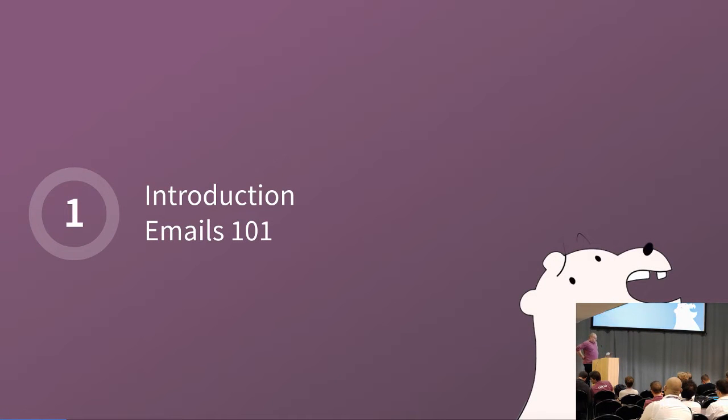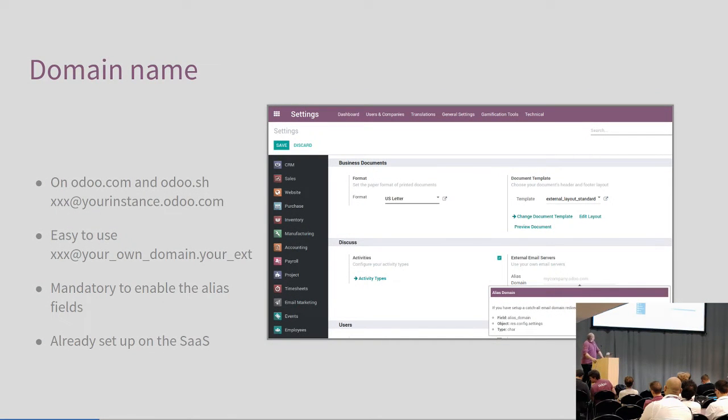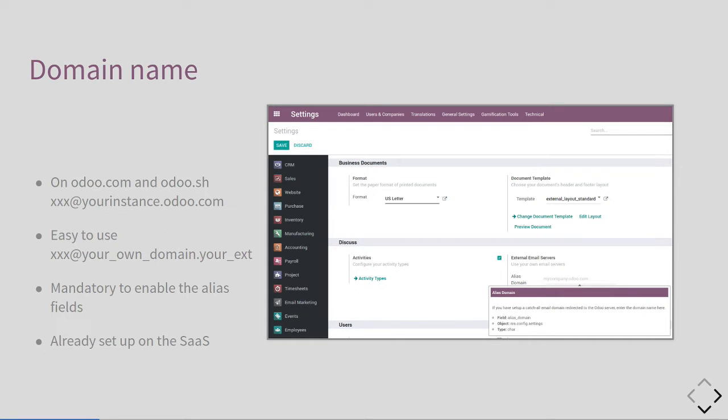So, an introduction. First of all, you have the capability to configure your own domain name for emails within Odoo. If you forget this step, the following steps will be harder to achieve, because if you do not configure this domain, some fields will not appear in Odoo, like the aliases to create objects from emails.